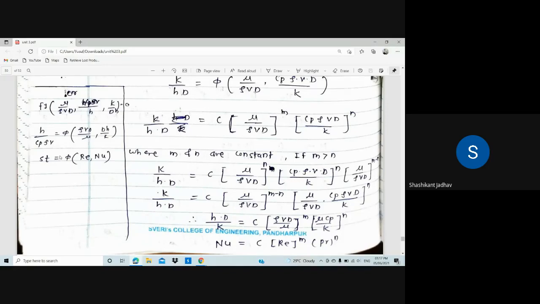Okay, then do the simplification. K upon hd is equal to c into bracket mu upon rho vd raised to n, into bracket Cp rho Vd by K raised to n, into mu upon rho Vd raised to m.